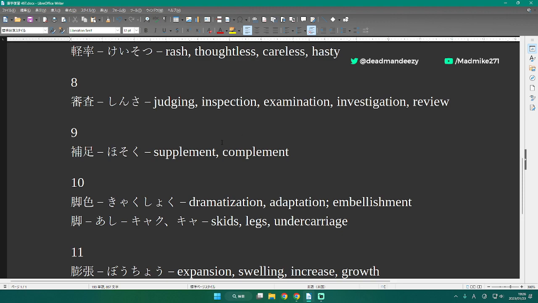Number 9 is hosoku. Ho on the left side for additional or supplemental, and soku on the right side for legs or feet. This translates to supplement or complement. I'm thinking of it as hosoku is something additional that can bring you or take with you to where you want. Hosoku is our noun for supplement or complement. Hosoku desu.